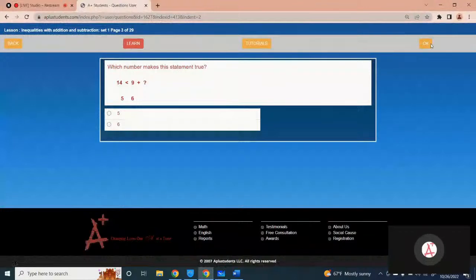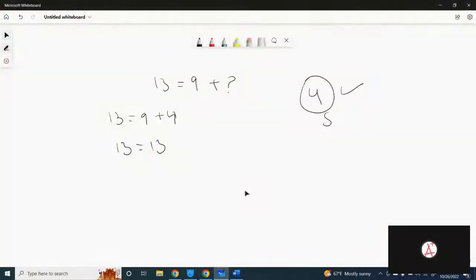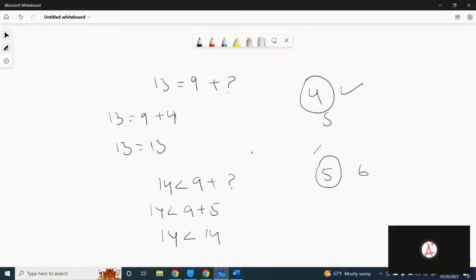Okay, the next one is: which number makes the statement true? 14 is less than 9 plus the missing number, and the options are 5 and 6. Let's start with the first option, 5. 14 is less than 9 plus 5. So 9 plus 5 makes 14. So 14 is less than 14? No, that means 5 isn't the correct option. Got it?